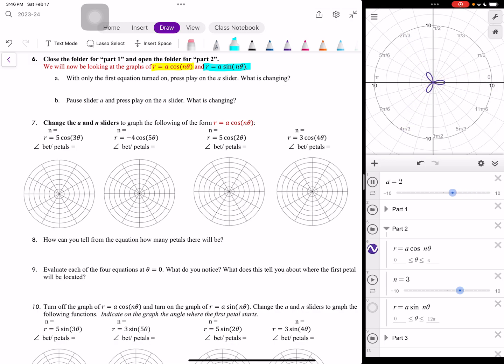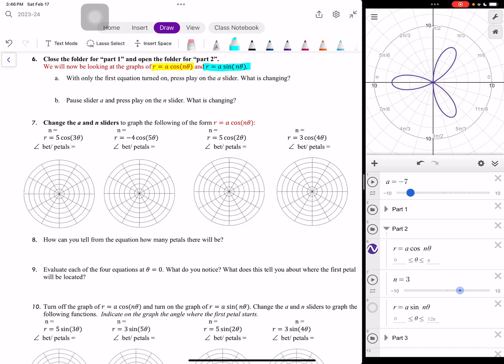Now notice the number of petals is not changing here when A changes. Only the length of the petal. If I just pause it somewhere, notice that when A equals 6, the petal length is 6. Also notice that the position of the petals does not change. They're symmetrical about certain angles here, and we're going to talk about that, and why and how to find those angles too.